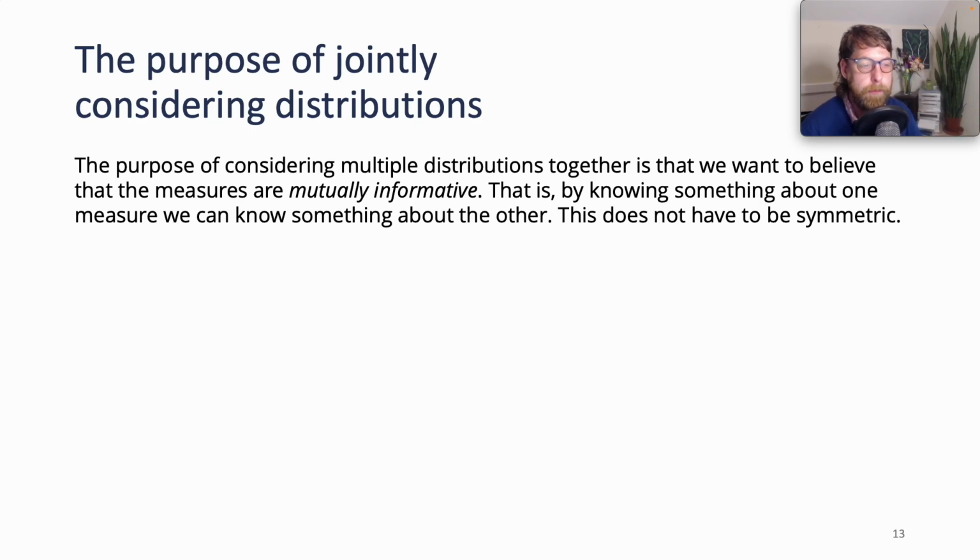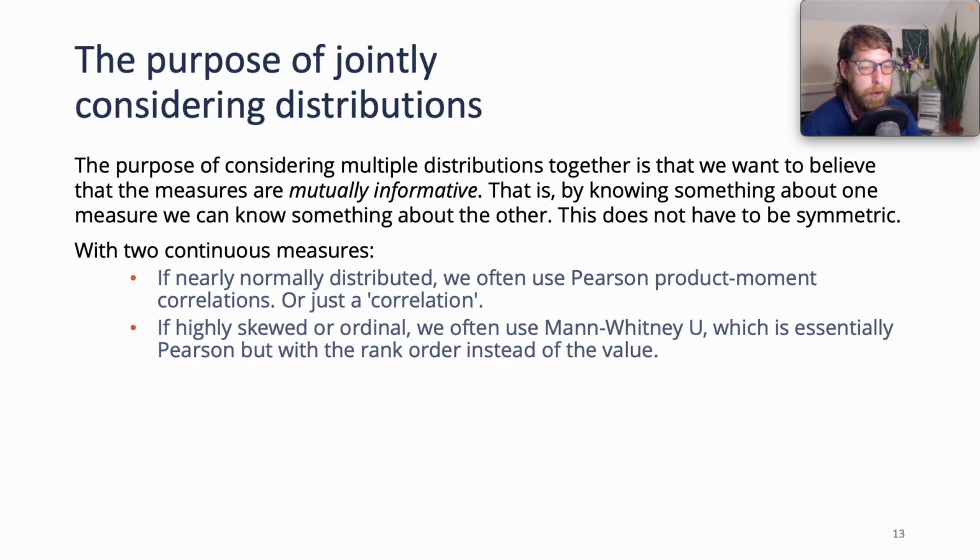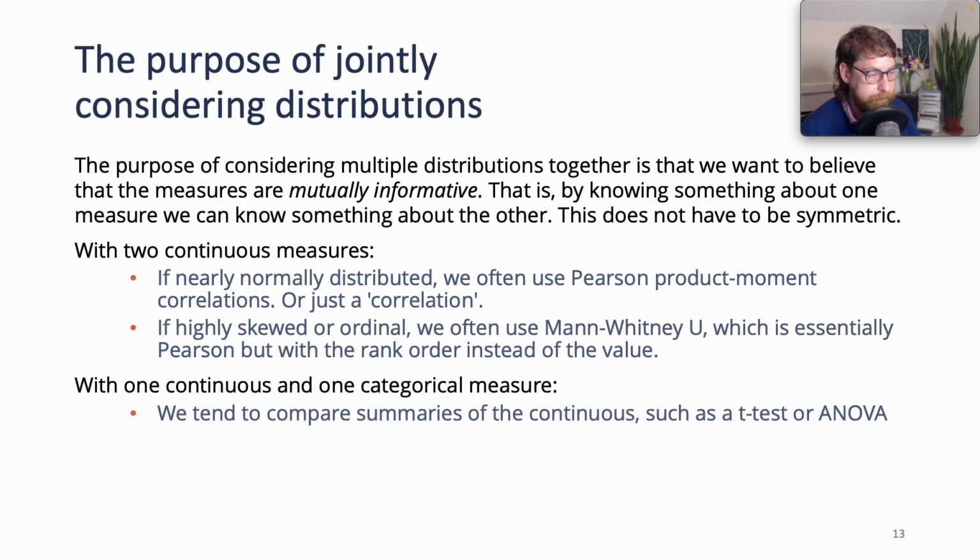Now, the way we do that, if we have two continuous measures, we can use the product moment correlation, or just a correlation, and that's the parametric one. And then if the data is really highly skewed, or if it's ordinal, we often use Mann-Whitney-U, which is essentially the Pearson, but it'll have the rank order. It's often also called Spearman's, and we'll see it's called Spearman's in pandas or in Python.